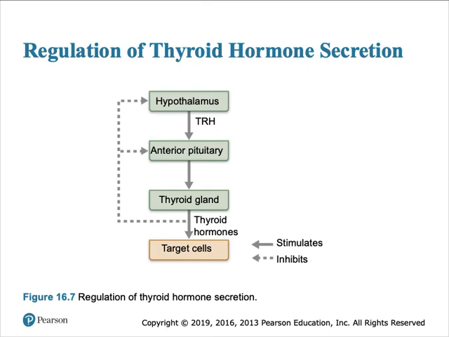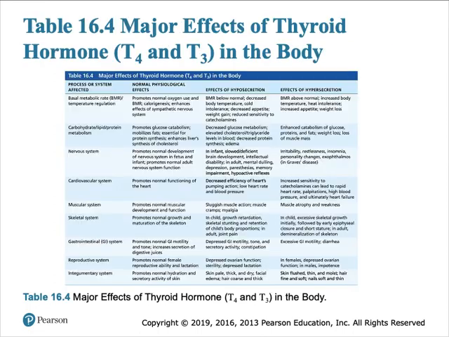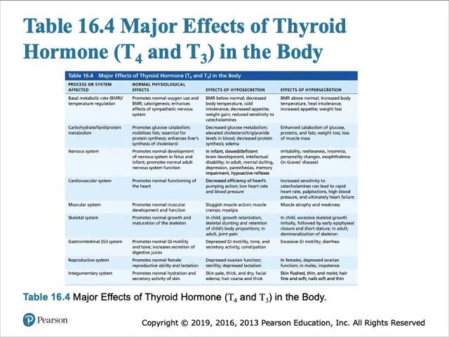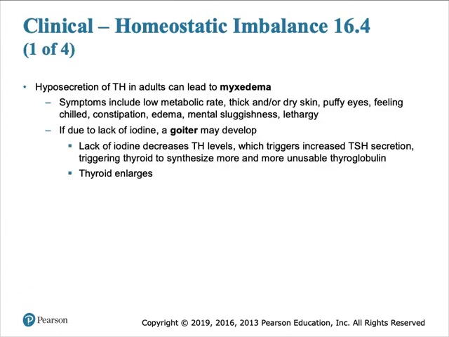So basically, here's how it's regulated. TRH is produced by the hypothalamus. It affects the anterior pituitary, which causes the release of TSH, which triggers the thyroid gland to make thyroid hormone. All right, and here this shows some of the effects of thyroid hormone in different parts of the body, different systems. So what happens when you have thyroid problems?